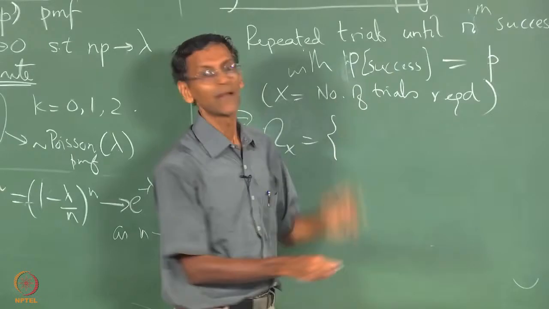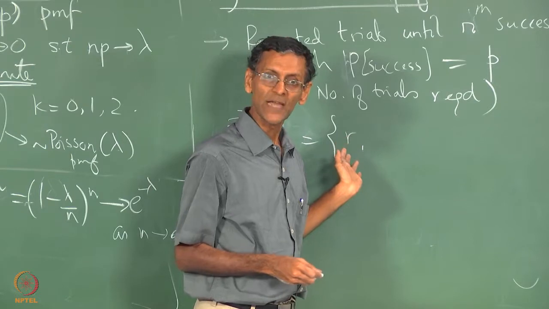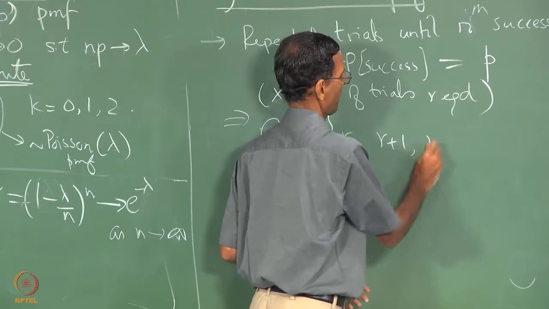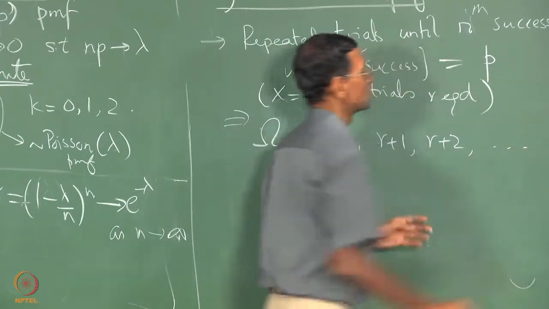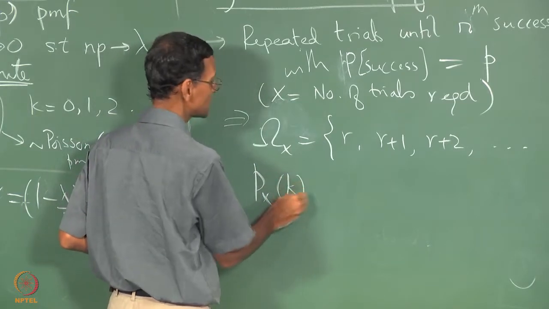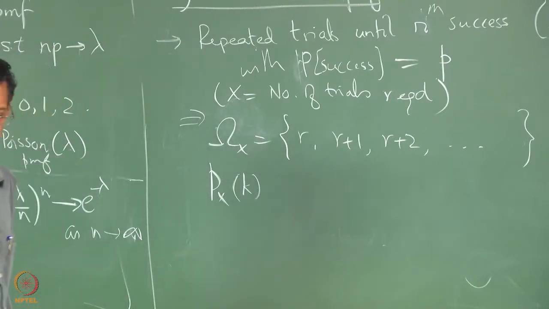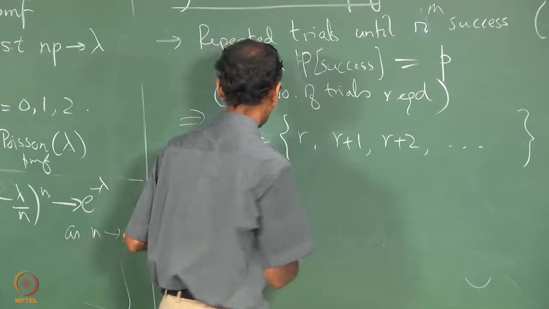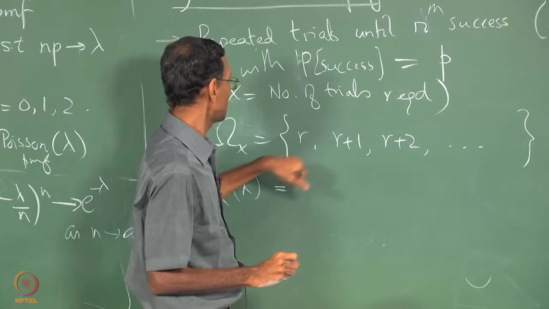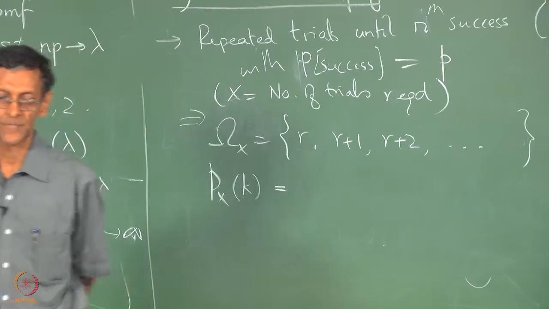So omega x in terms of r is what? It starts from r onwards. But you can get r plus 1, r plus 2 like that, right? Any of these are possible. So what is the probability that you need exactly r successes in k trials, where k is one of these integers? How do you write px of k? Where k is at least r obviously, but in general I want an expression, right.